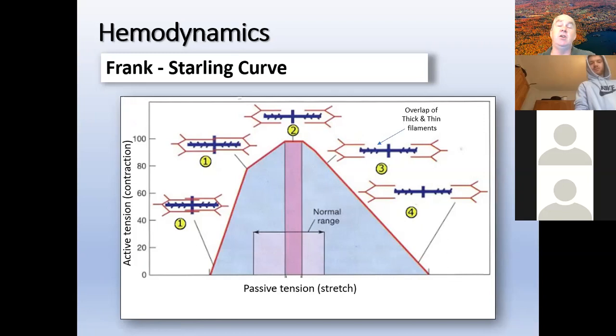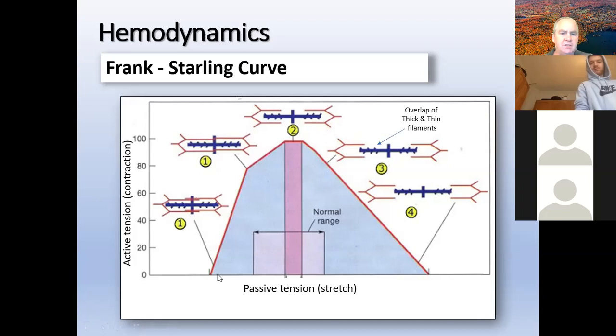I think they used to do this in physiology. I don't know if they still do. Take the gastrocnemius muscle, the calf muscle from a frog, and put a weight on it and contract it, and then put a stronger weight on it, contract it, stronger weight. The more you stretch it, the harder it contracts. And the reason for that is because of the overlap of the myosin and actin thin and thick filaments.